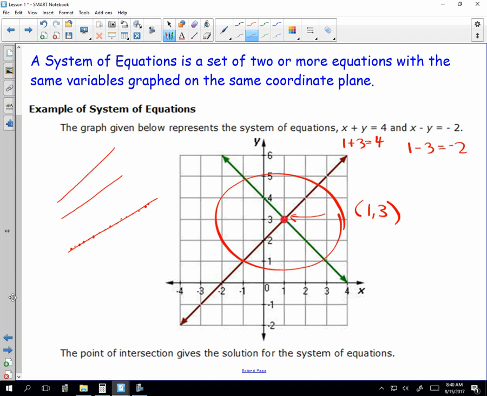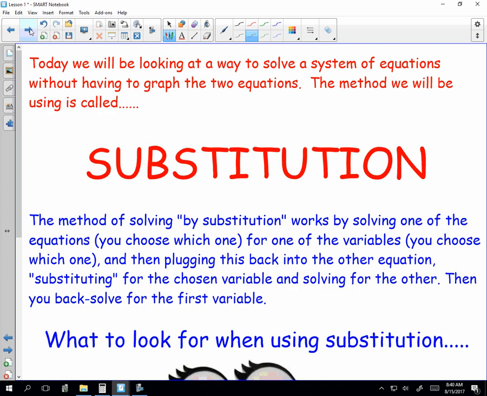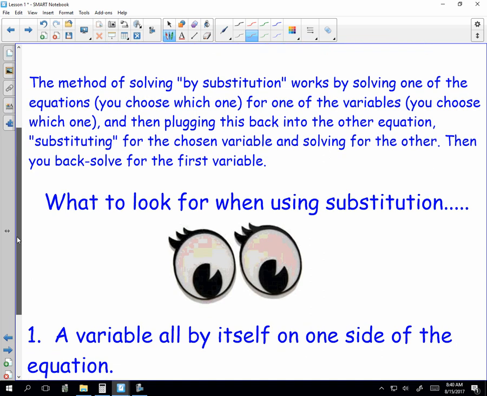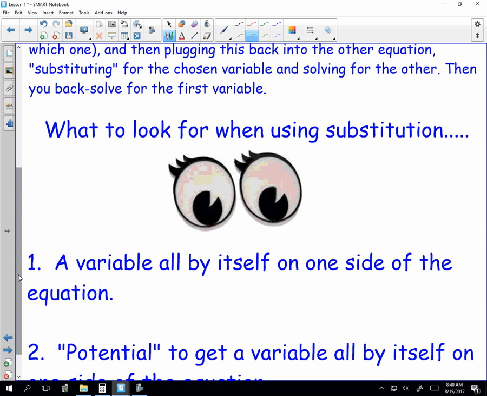Now, if we don't have a graph, there are two options for finding the point of intersection. One of them is substitution. The other one is going to be elimination. We're going to look at both. And when we're looking at substitution, what we want is an x equals or a y equals situation. That gives us our substitution situation. So the first thing that we want to look for is a variable all by itself on one side of the equation. It can be on the left or the right.